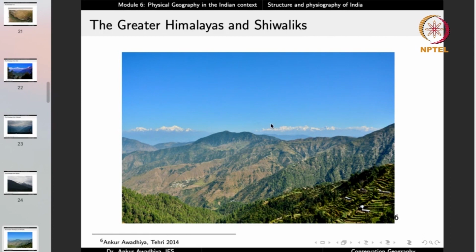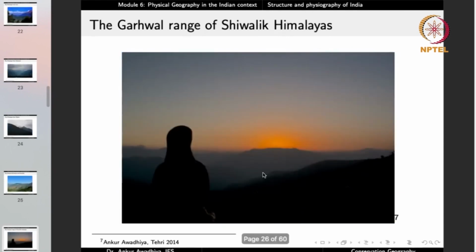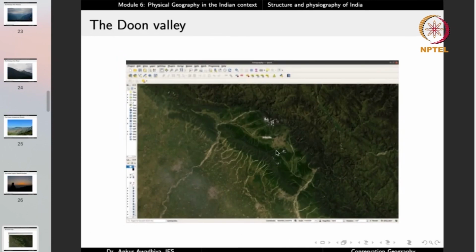These are the Greater Himalayas and these are the Shivalik hills as seen from Tehri. So the Greater Himalayas have a higher height, they are towards the north, and the Shivaliks are towards the south. This is the Garhwal range of Shivalik Himalayas. So here you will not find snow-clad mountains, you will only find rows after rows of hills. So this is the Garhwal range.